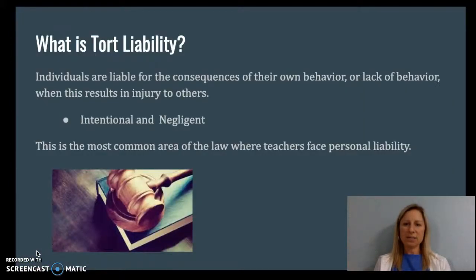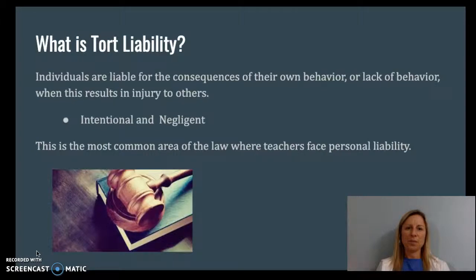First of all, what is it? Well, basically, it's the understanding that individuals are liable for the consequences of their behavior, or sometimes lack of behavior, that can result in injury to others. This can be physical injury, this can also be emotional injury, among other things.